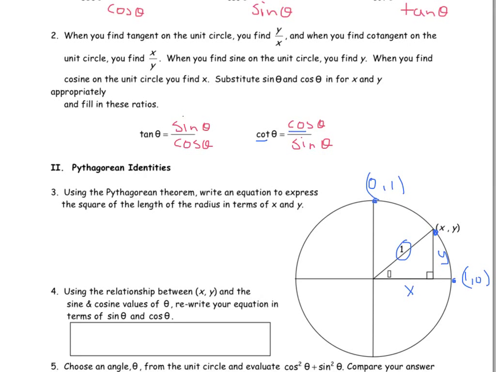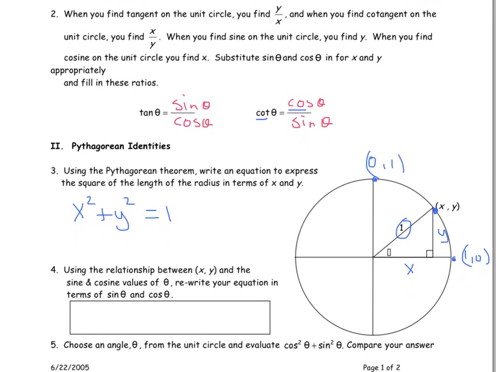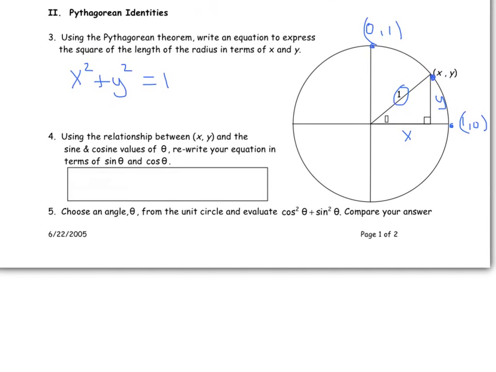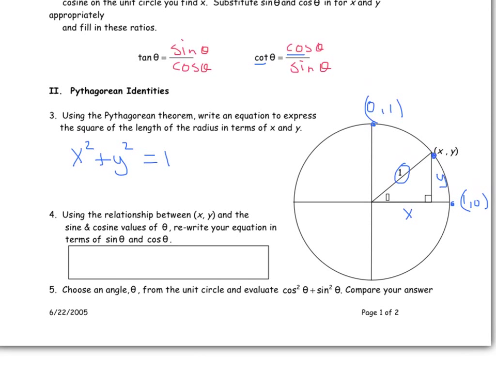So in terms of x and y, I want you to write down just a simple equation that relates x and y using the Pythagorean theorem, and this triangle. So I want you to do that. Pause the video and do that now. Alright, and you should have simply x squared plus y squared equals 1 squared, which is 1. Alright, that's pretty basic.